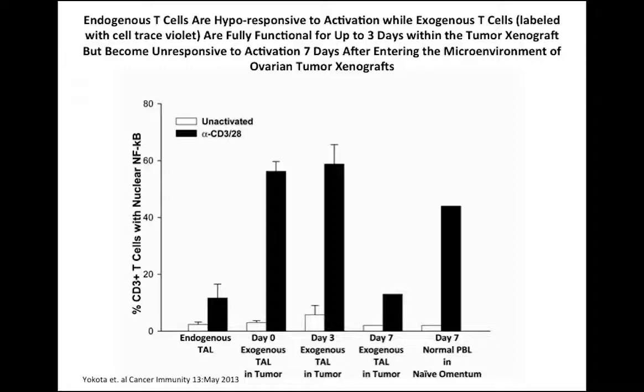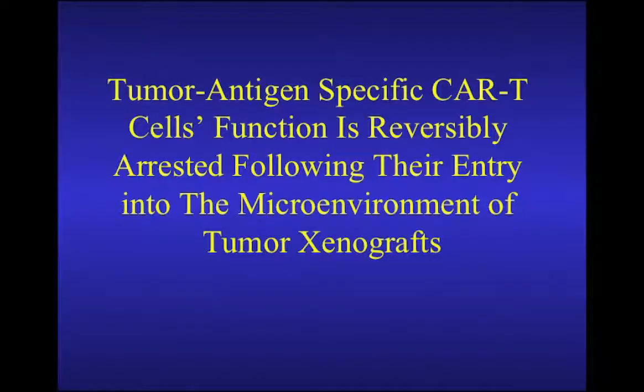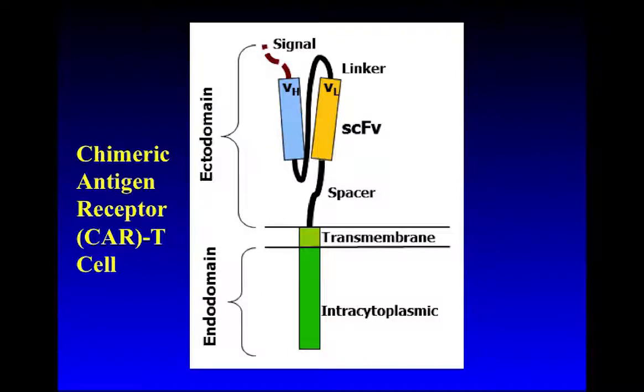There is a very robust activation seen here, and after 3 days there's still a robust activation, but after 7 days you can see the response is now back down, and these are hyper-responsive just like the endogenous tumor-associated cells. Others have also shown this, people at the University of Pennsylvania: tumor antigen-specific CAR T cells have their function reversibly arrested once they enter the tumor microenvironment. This was done independently by them.